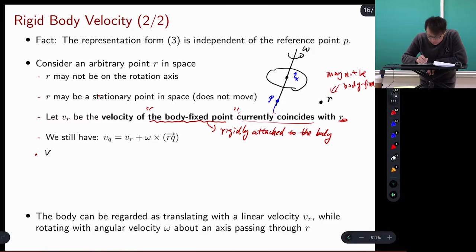By our previous derivation, we know VQ is what? VQ is VP, that's our previous derivation, right? VP is the one on the rotation axis, plus omega cross what? PQ.